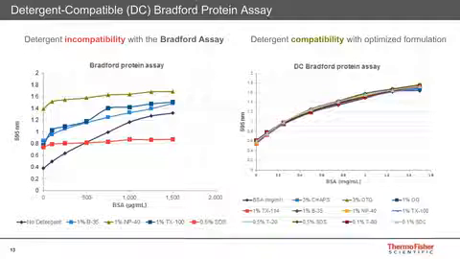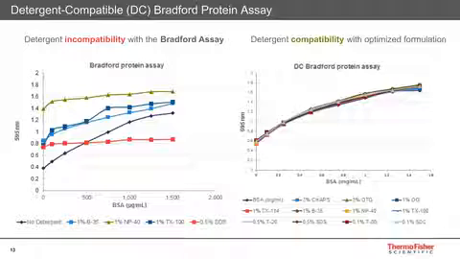Now let me talk to you about the detergent-compatible Bradford assay. As I mentioned, Bradford assays are not compatible with detergents. But 3 years ago, we came up with a Bradford assay that can be used for samples with detergents. Now in the graph on your left, you see that the blue line shows a curve of different concentrations of BSA with no detergent. It works just like we expect it to.